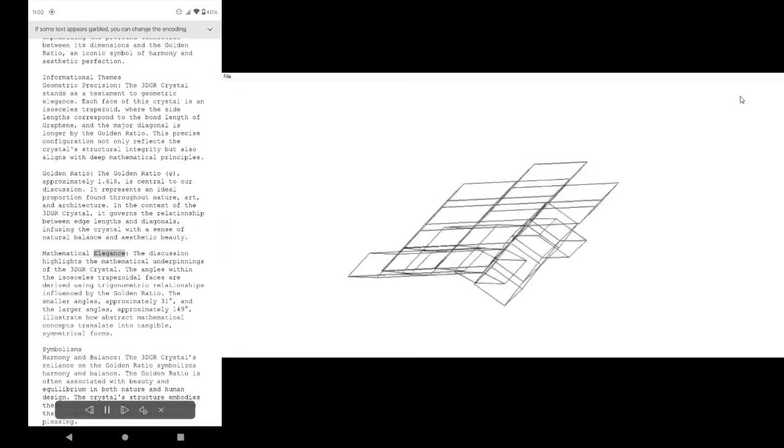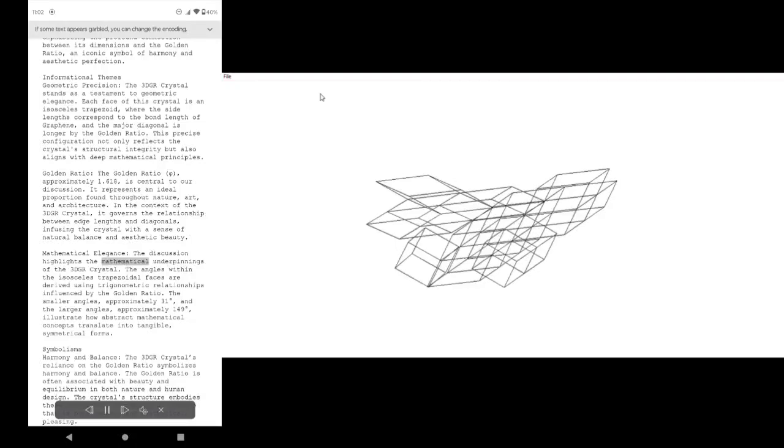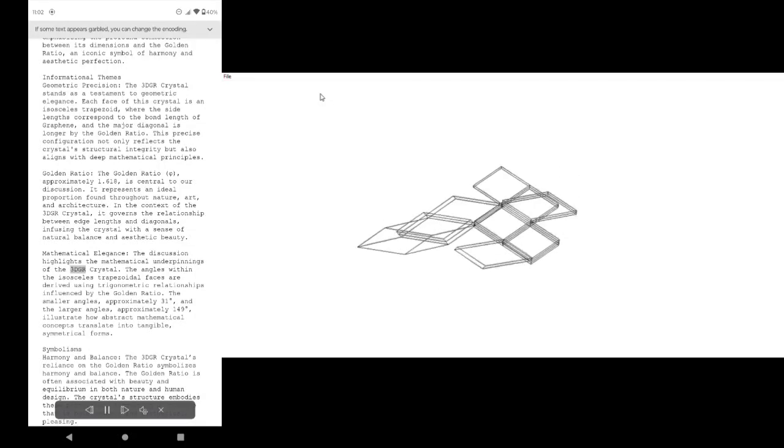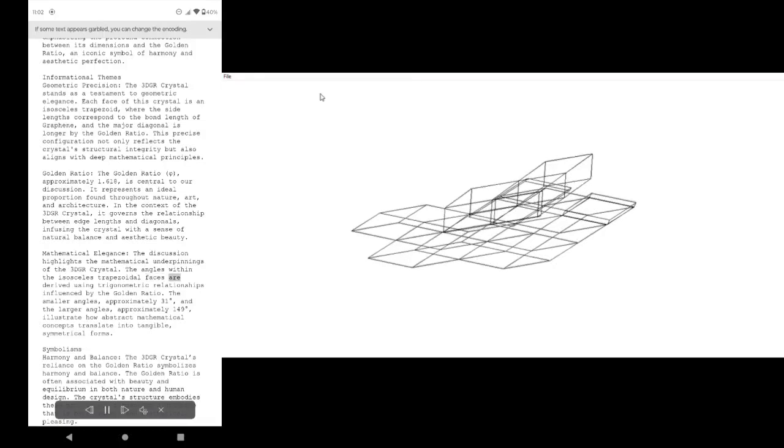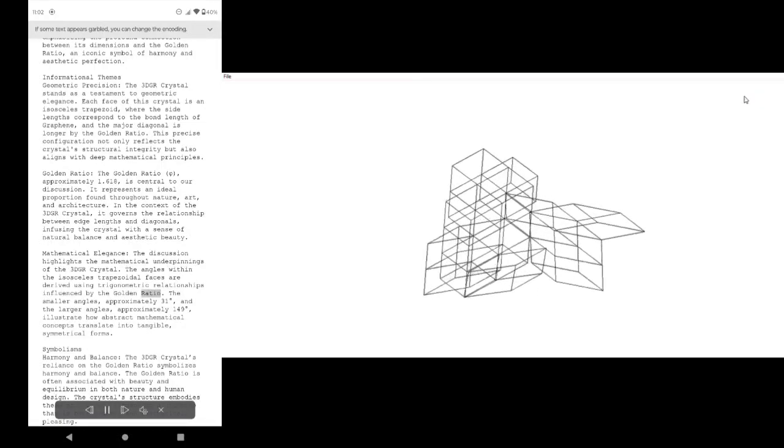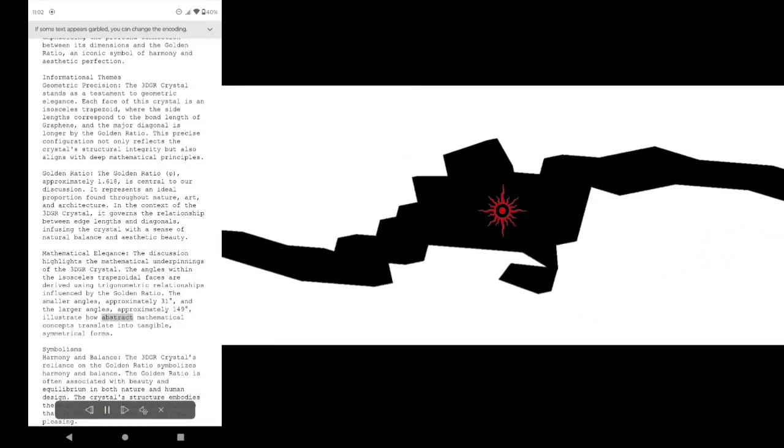Mathematical elegance. The discussion highlights the mathematical underpinnings of the 3D GR crystal. The angles within the isosceles trapezoidal faces are derived using trigonometric relationships influenced by the golden ratio. The smaller angles, approximately 31 degrees, and the larger angles, approximately 149 degrees, illustrate how abstract mathematical concepts translate into tangible, symmetrical forms.